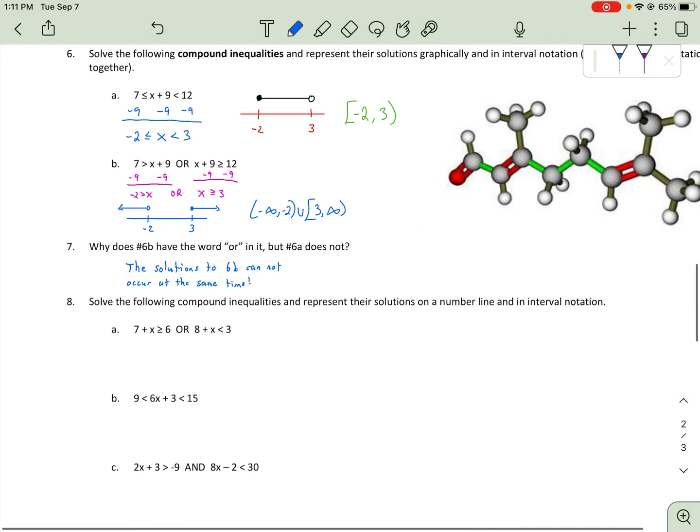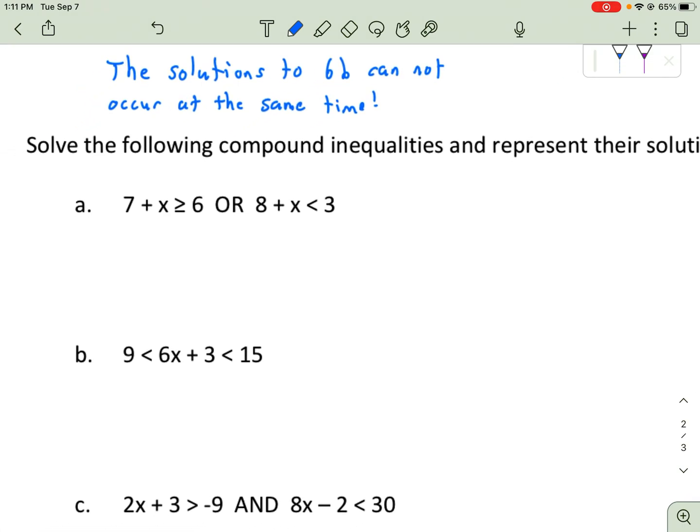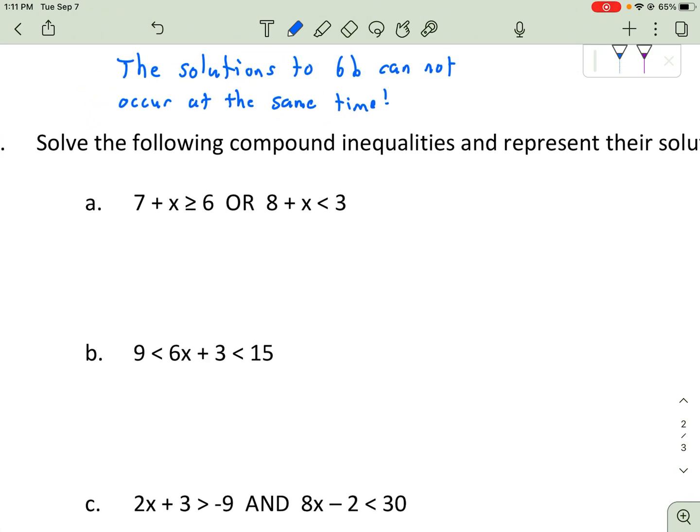Okay. And then we just have some more examples of solving compound inequalities. And we got to do number line and interval notation. So this one subtracts 7, and you get x is greater than -1. Or, here we're going to subtract 8, x is less than -5. So you can't be greater than -1 and less than -5 at the same time. It's just not possible. So on a number line, here's -1, and we're greater than or equal to that, which goes this way. And then -5, less than that, which goes that way.